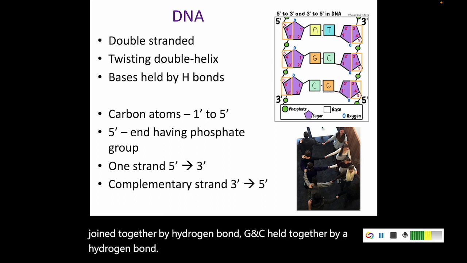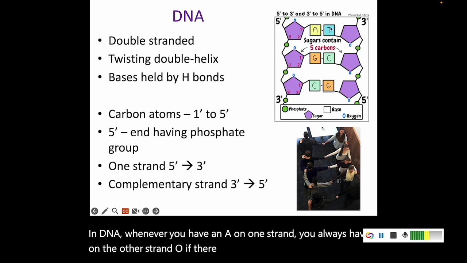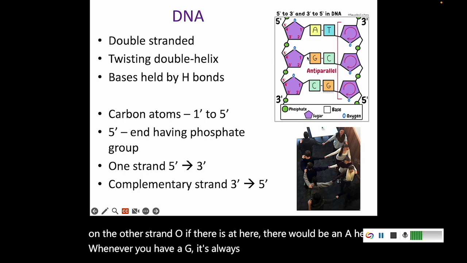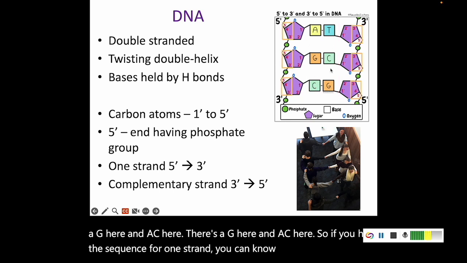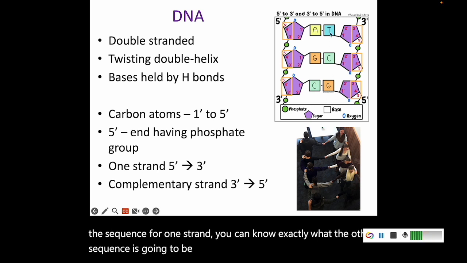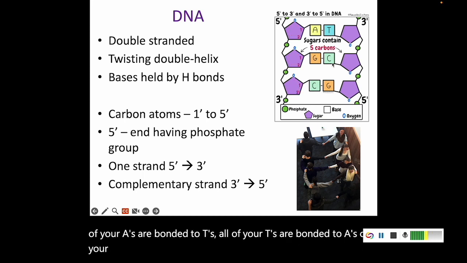In DNA, whenever you have an A on one strand, you always have a T on the other strand. So if there was a T here, there would be an A here. Whenever you have a G, it's always bonded to a C. So here there's a G here and a C here. There's a G here and a C here. So if you have the sequence for one strand, you can know exactly what the sequence is going to be on the other strand, because you know all of your A's are bonded to T's, all of your T's are bonded to A's, all of your G's are bonded to C's, and all of your C's are bonded to G's. That's an important concept.